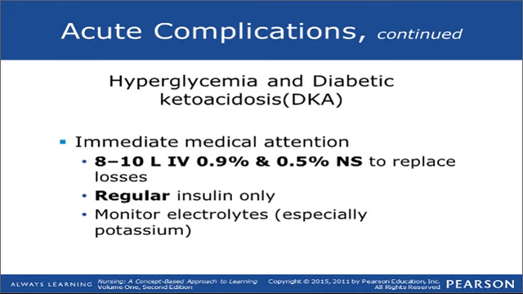Complications, DKA, which I'm sure was covered by Dr. Baker. You have to give them fluids. Look at this, 8 to 10 liters of normal saline. And this is 0.5 or half normal saline. This is normal saline. To replace the fluid loss, regular insulin only when they're in a DKA or HHS. Monitor electrolytes, especially your potassium.